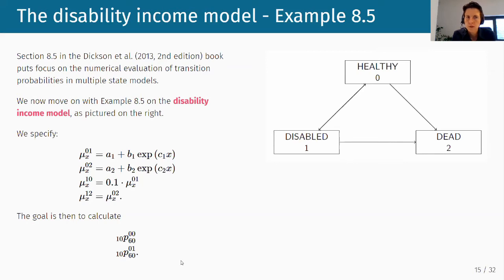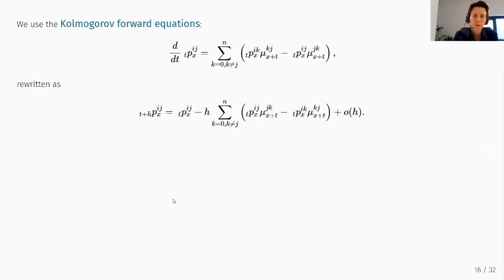Again, our transition intensities are given. So we've got the functional expressions over here. We get values for the constants and so on and so forth. So let's go. And first of all, as we discussed in the lectures, we're now going to rely on these Kolmogorov equations to do the evaluation of the transition probabilities. So I copied again the Kolmogorov forward equations as we derived them in the class.